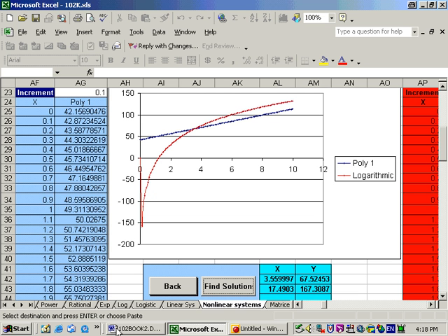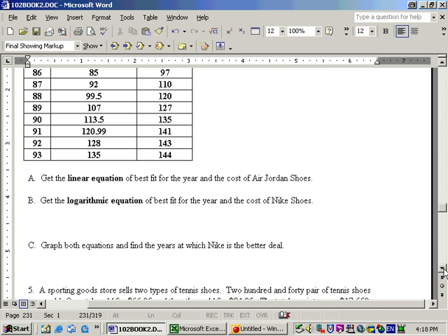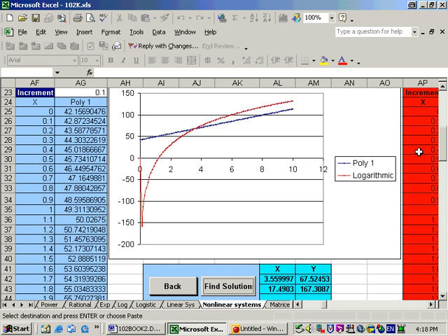But the question actually asked, let's go down here to part C, and this is important, find the years at which Nike is the better deal. It's a better deal when it costs less, and Nike was the logarithmic equation. So let's go to our sheet here, and we want to find out when that logarithmic equation, which is the graph in red, is lower than the graph in blue.